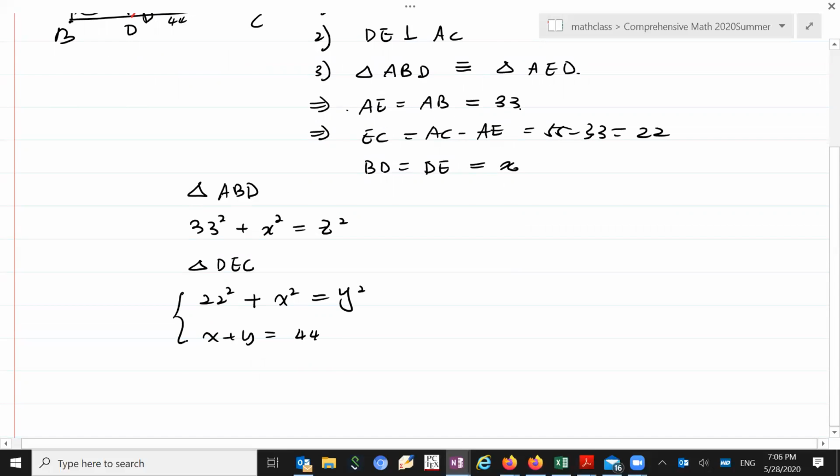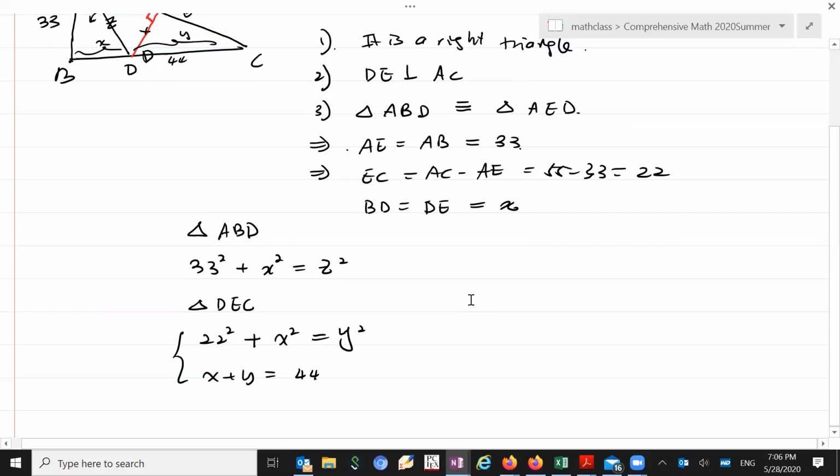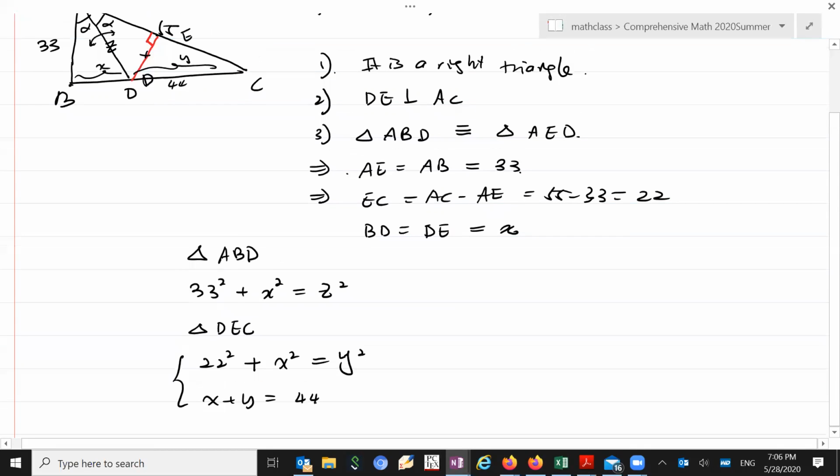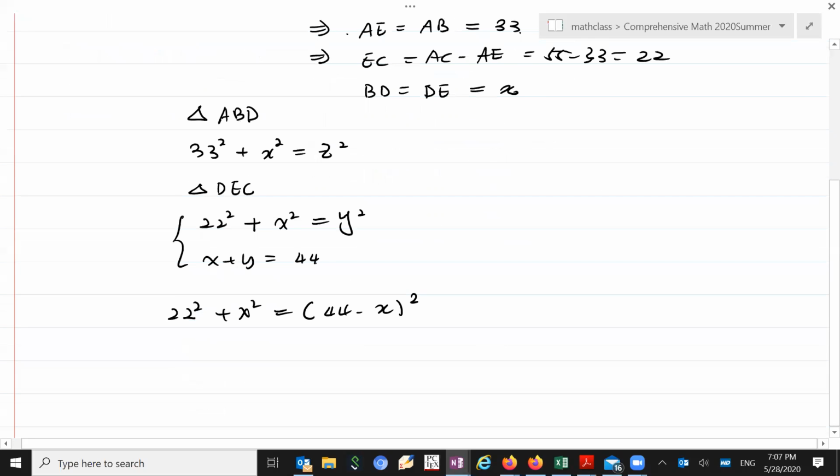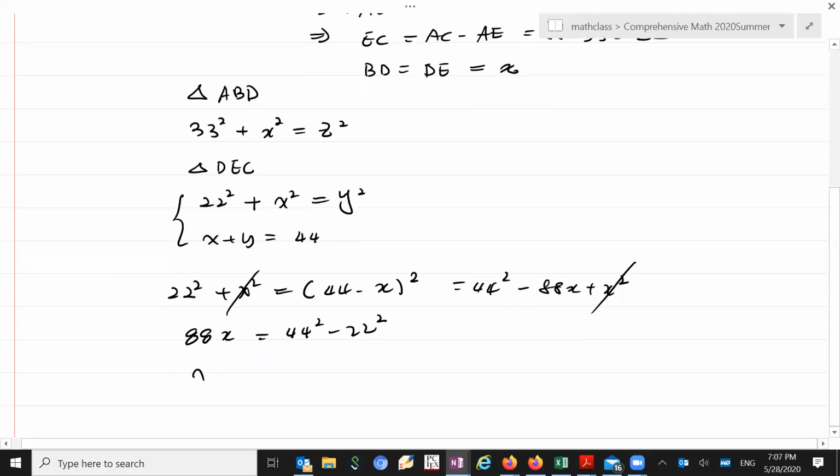So from here, you can get x. For the problem on the homework, you just need to find x. In order to find x, I just need to replace y by 4 minus x. Then you simplify both sides: 4 squared minus 8x plus x squared. So x squared is gone. Then 8x equals 4 squared minus 2 squared, and x is going to be 4 squared minus 2 squared over 8.